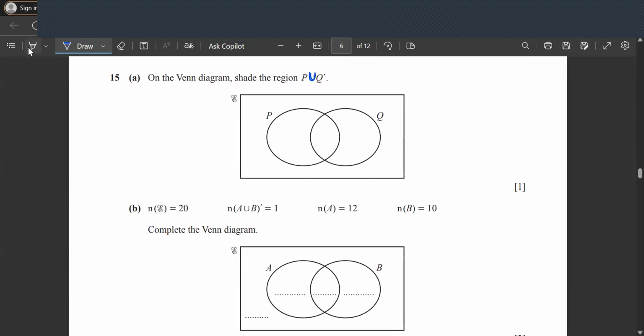Okay? Okay, I will go and shade B. So B, all of it. Any problem in shading B? Okay, why it's shaded like that? Okay? Wait, I'll do it again.